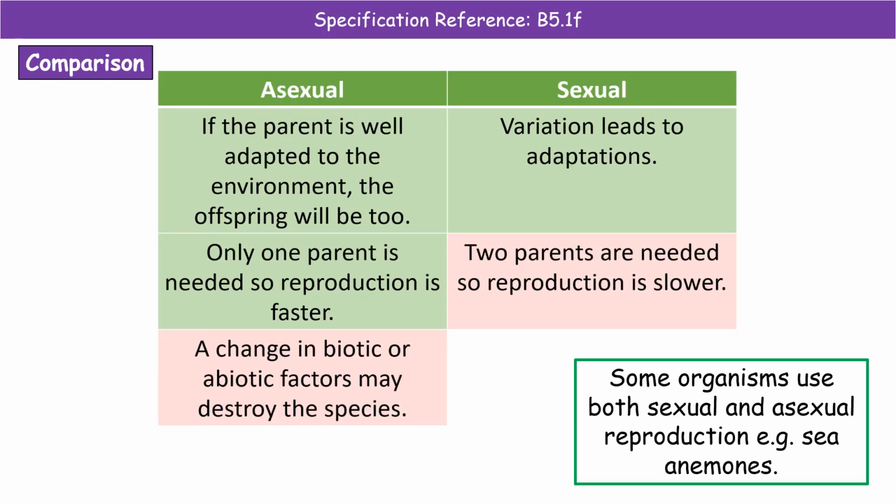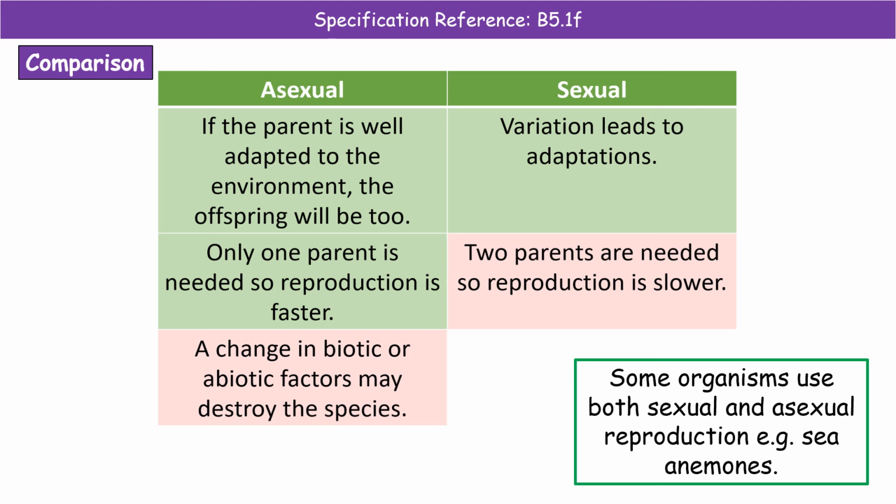They can ask you to compare sexual and asexual reproduction. So what we've got in this little table then, you can see some of the boxes are green backed and others are pinky backed, because we've got advantages and disadvantages. If we consider advantages of asexual reproduction first of all, then if the parent is well adapted to the environment, the offspring will be too, because they are genetically identical. So that means if the parents are suited to the environment, the offspring will be guaranteed to be well suited as well. Second advantage, only one parent is needed, so we can carry out reproduction much faster.